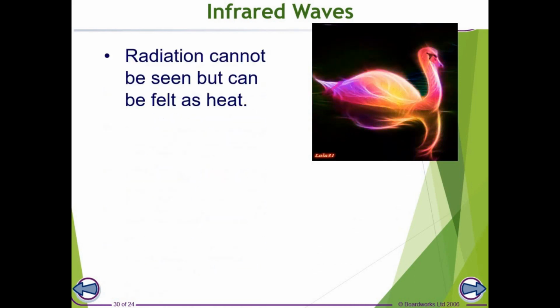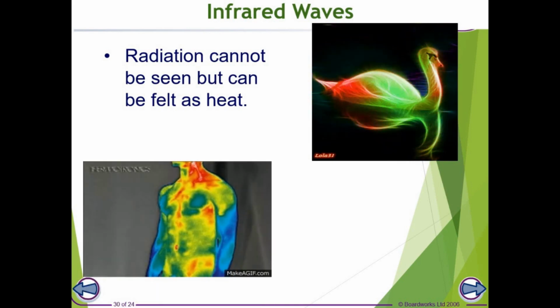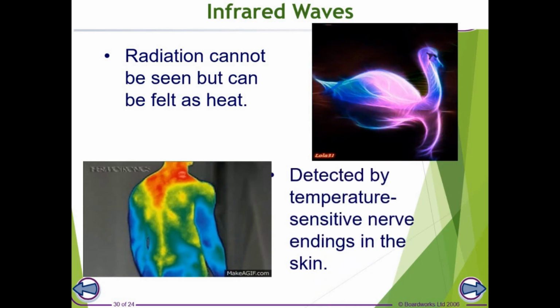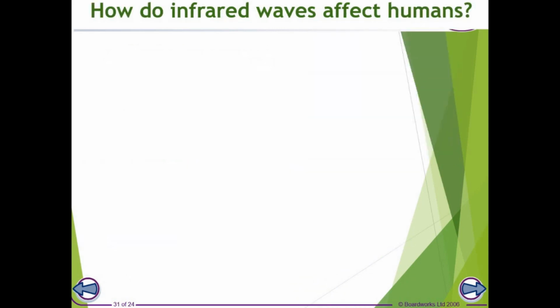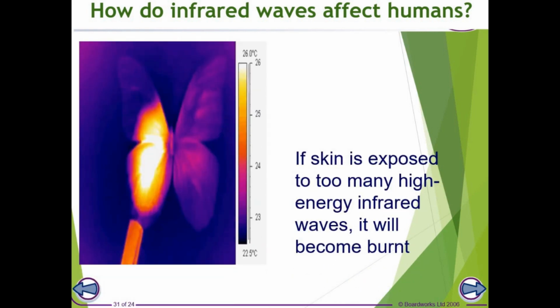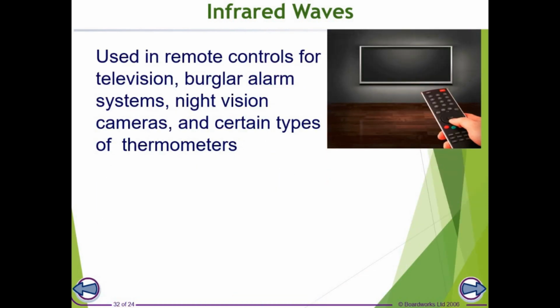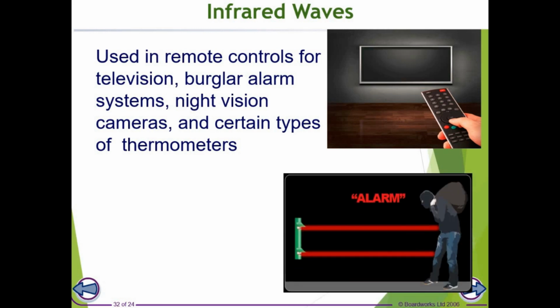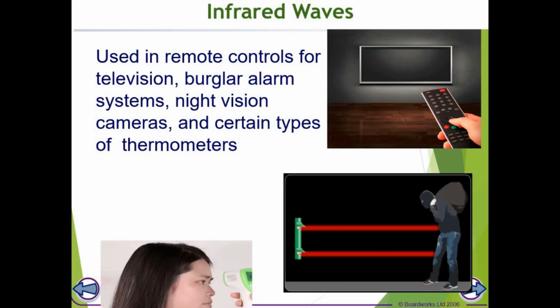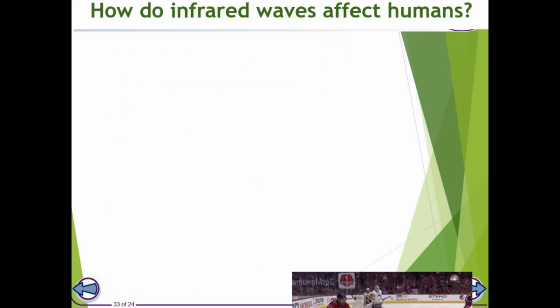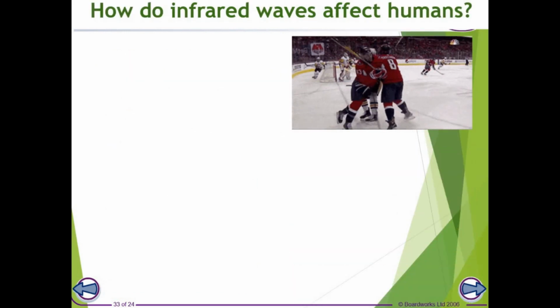Now, this infrared radiation cannot be seen but can be felt as heat. This heating effect is detected by temperature-sensitive nerve endings in the skin. How do infrared waves affect humans? If skin is exposed to too many high-energy infrared waves, it will become burnt. Now, infrared waves are also used in remote controls for television, burglar alarm systems, night vision cameras, and certain types of thermometers.